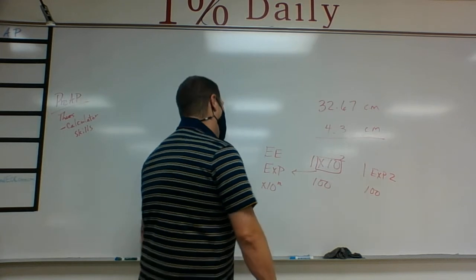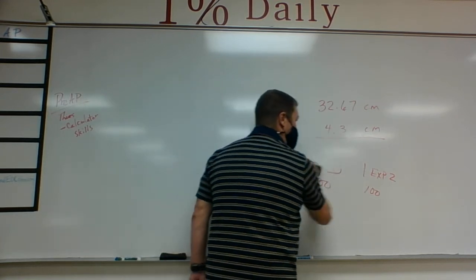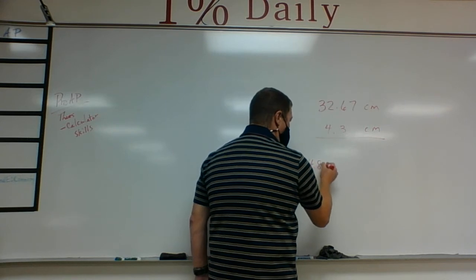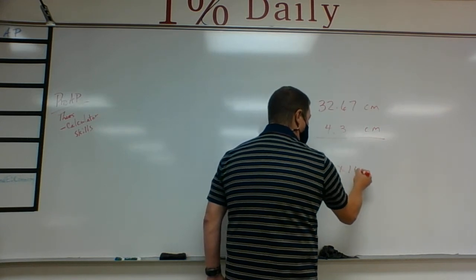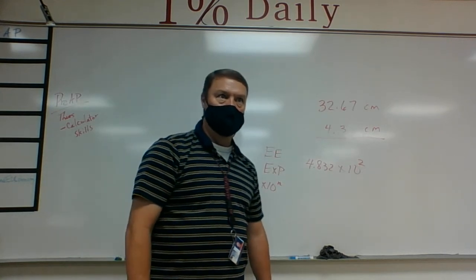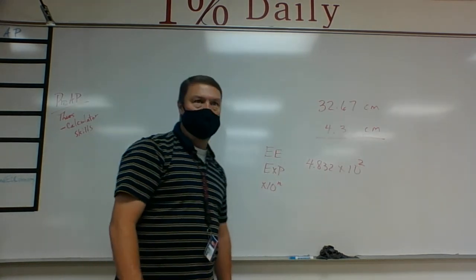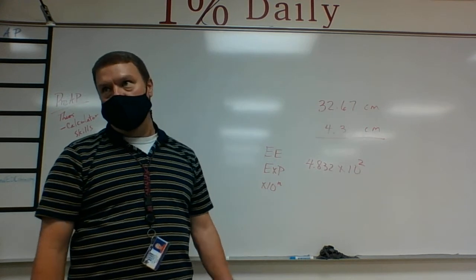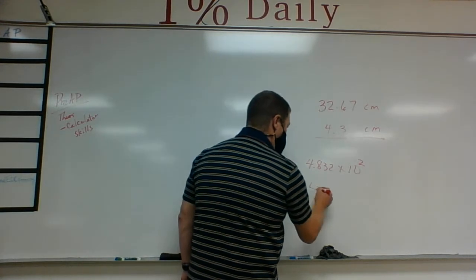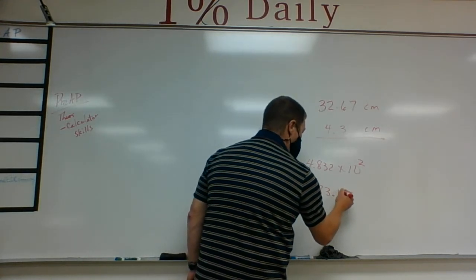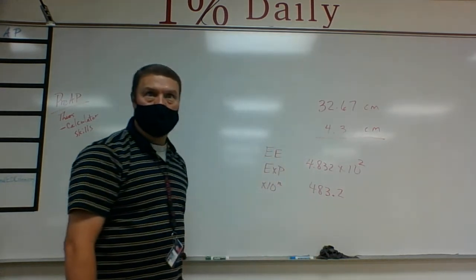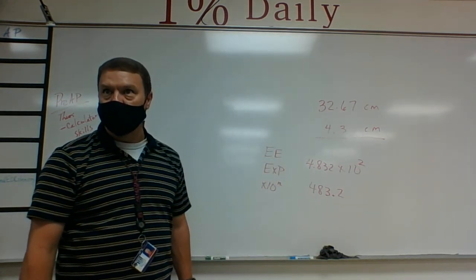Now, what if I had something like this? 4.832 times 10 to the second. Put that in your calculator, hit equal. Again, you're using one of these buttons. You should get 483.2. Can everybody get that?